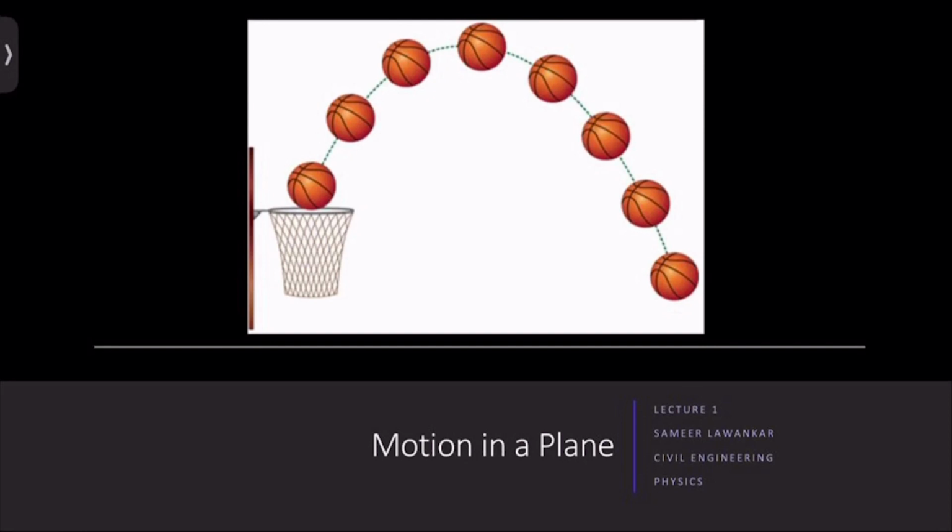So what happens in two dimensions? What are the aspects regarding it? We'll go with each and every discussion. So let's start the discussion directly.